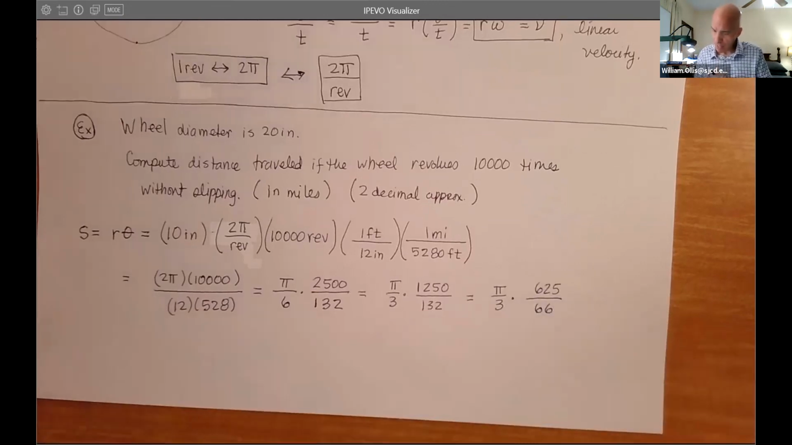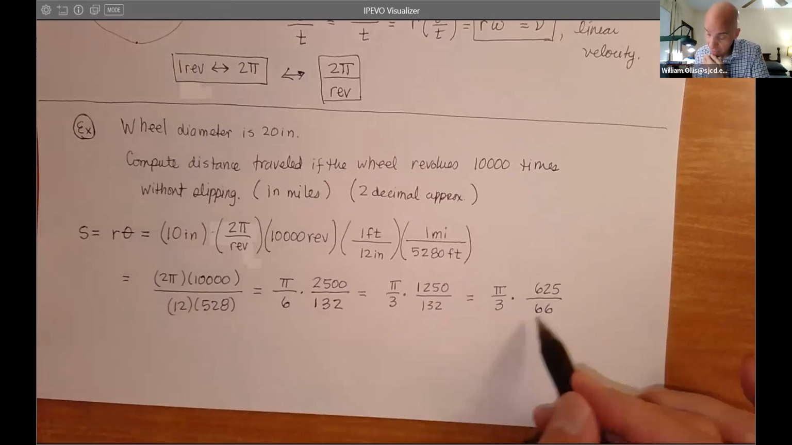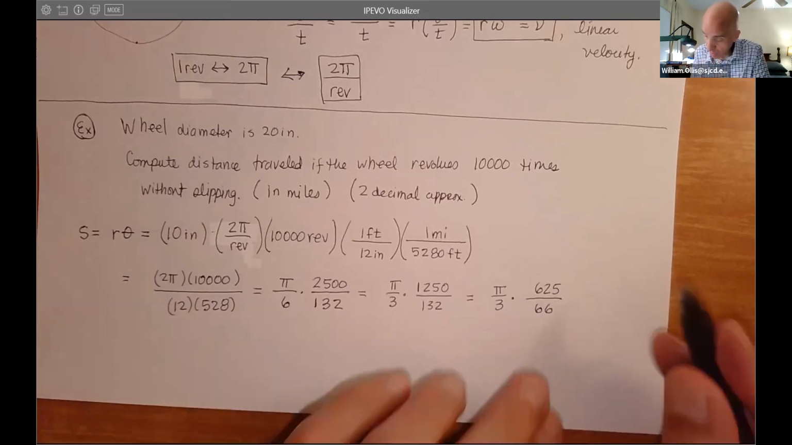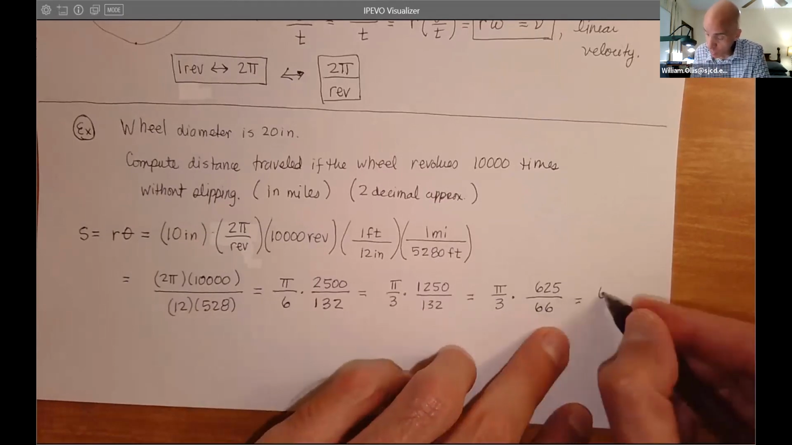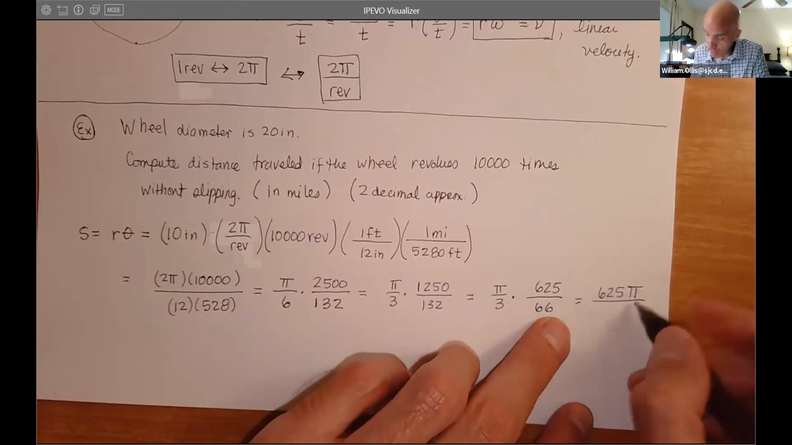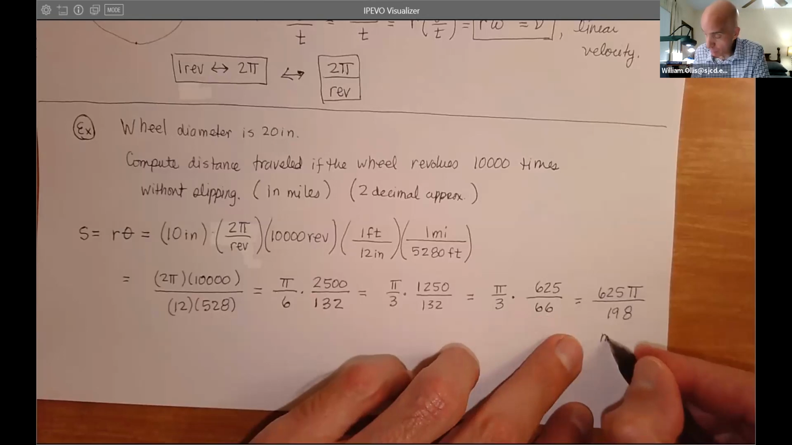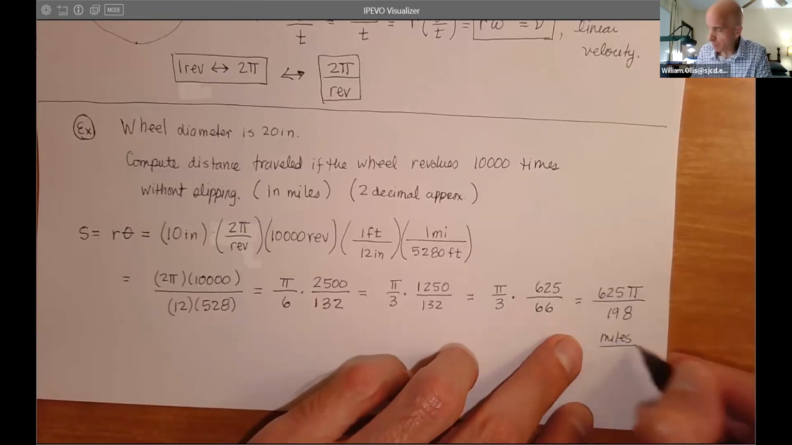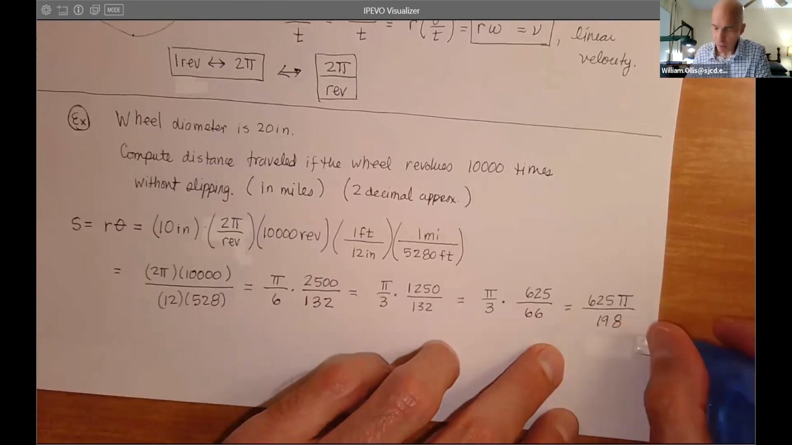And let's see, what does that give us? So that's 25 times 25, and so we're done there. There are no more common divisors. So we have 625 pi over 198 miles. Or let's just do MI to abbreviate since we're going to be lazy.